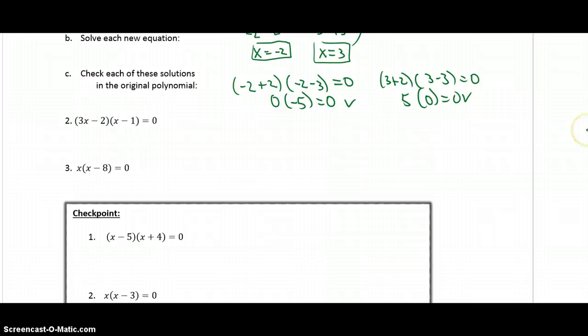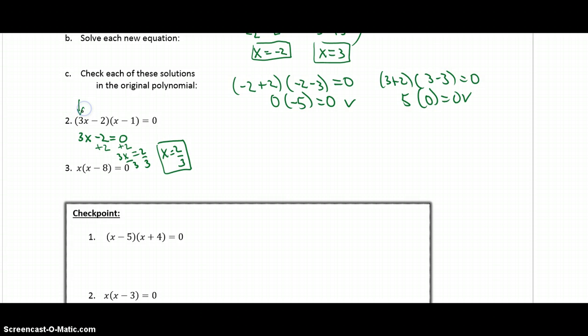So let me take you through a few more examples. We have two numbers being multiplied and we get 0. So what that means is either 3x minus 2 equals 0, and then we'll solve. Let's add 2. 3x equals 2. When we divide by 3, we get x equals 2/3. So it is possible to get fractions.